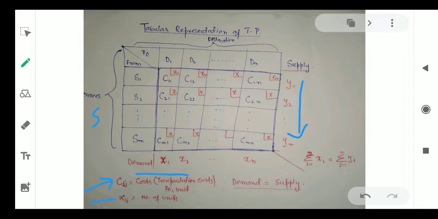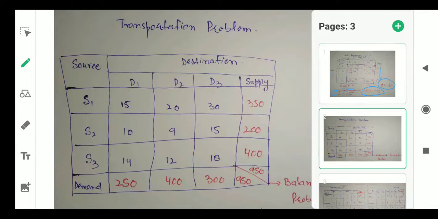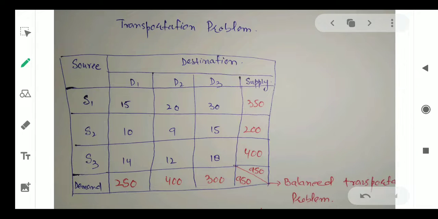We can see the summation of demand should be equal to the summation of supply. If demand is equal to supply, we simply call the transportation problem a balanced transportation problem. Let's move forward. Here we have a real life example, the simplest transportation problem.